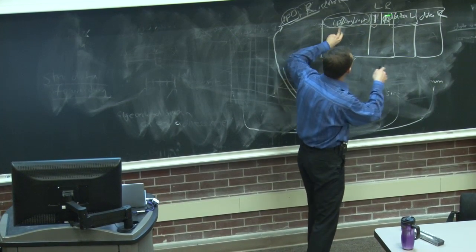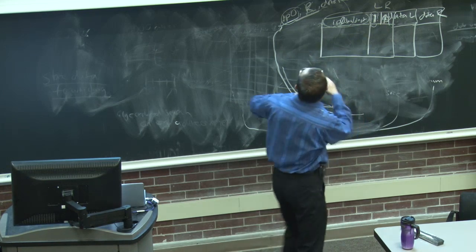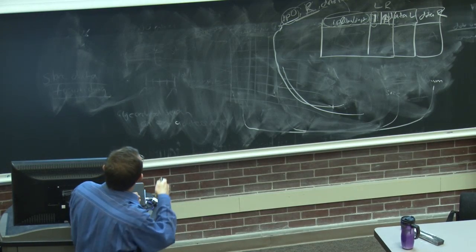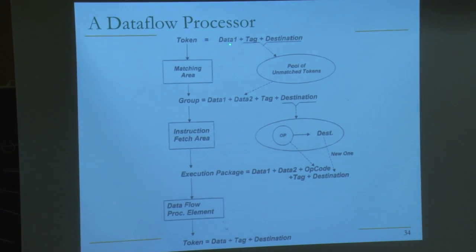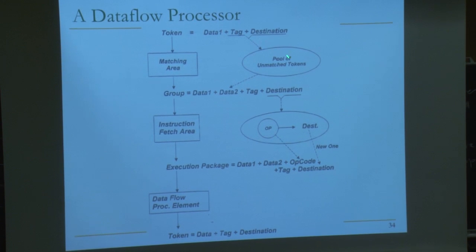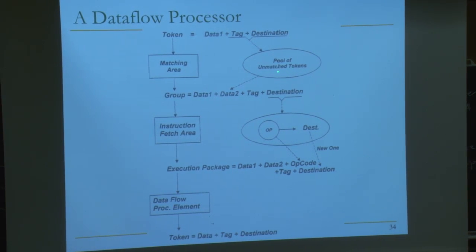And when the tag matches, which means that the instruction is actually ready, then the machine goes and fetches the instruction from memory, and then forms this execution packet. Now it says data 1, data 2. So if you look here, the token is data 1 plus tag and destination. Using this, from the pool of unmatched tokens, we fetch data 2. And we get data 1, data 2, and then also a tag and destination coming from the instruction. And we fetch the instruction, and the instruction specifies the new destination, right? Where should the result go?